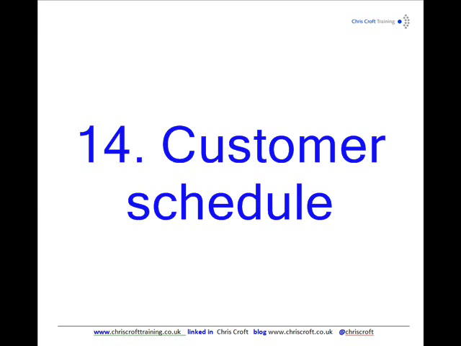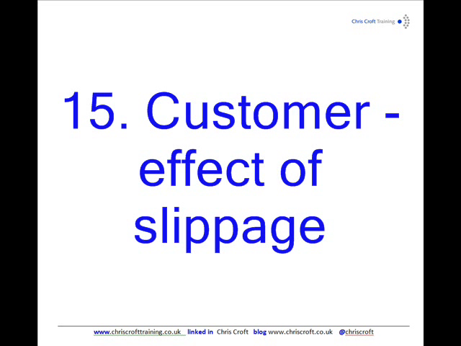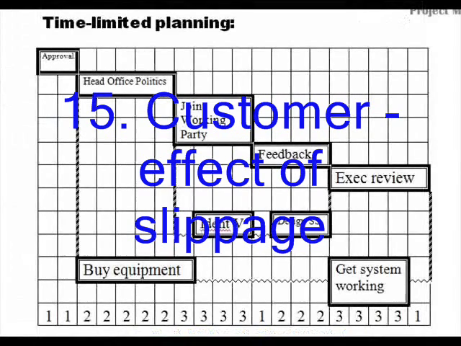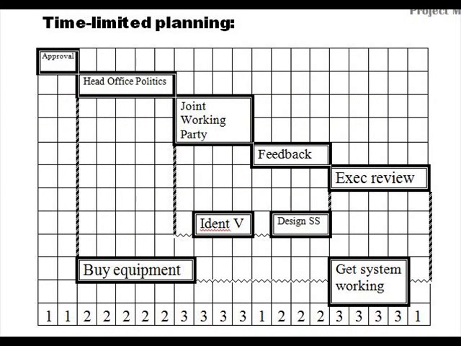Number 14, showing a customer when they need to deliver their bits and what the problem will be if they don't. And finally, number 15, showing a customer that if they slip their dates, the project might go into a holiday period or collide with another project, so that they can then see that perhaps a 2-week delay by them could lead to, say, a 6-week delay in delivery of the project.